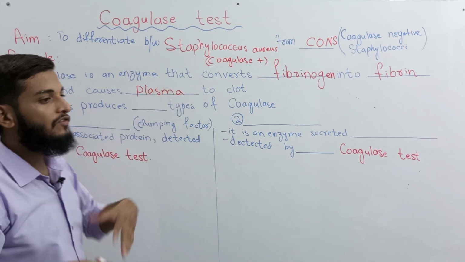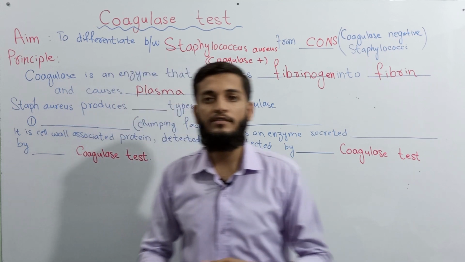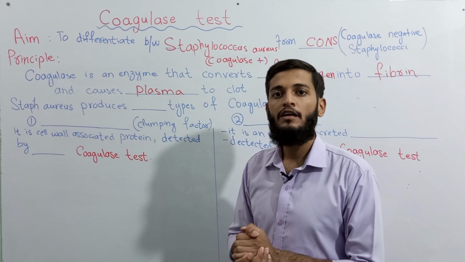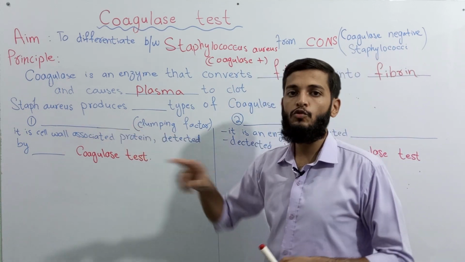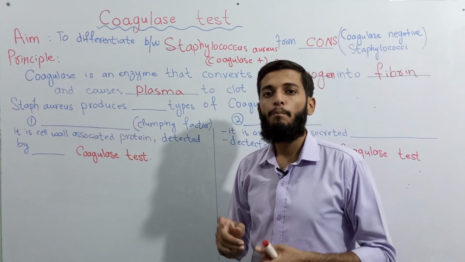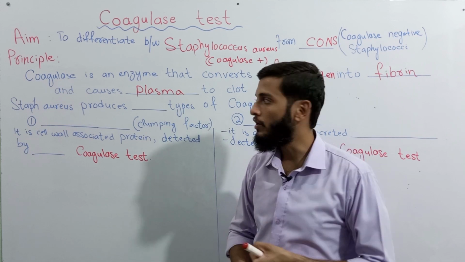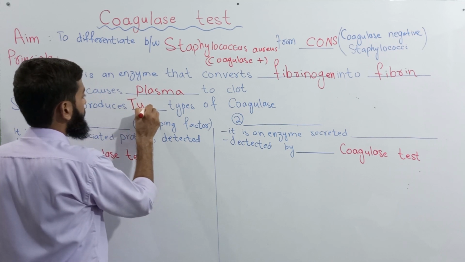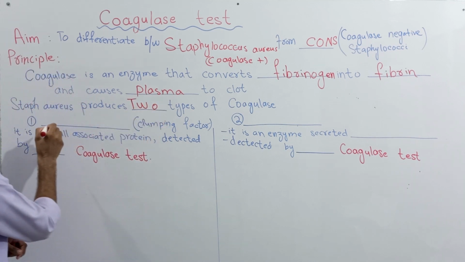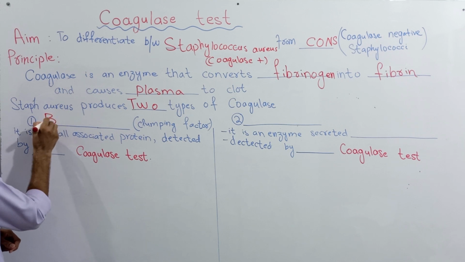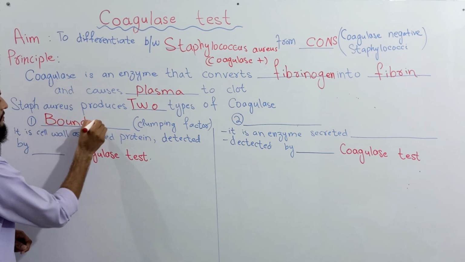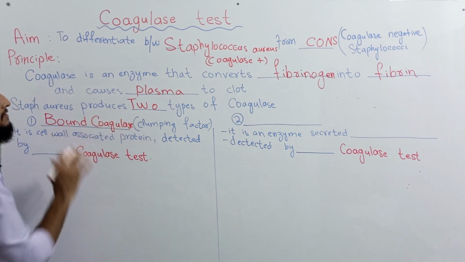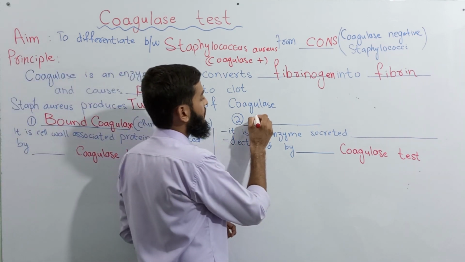Coagulase enzyme is one of the virulence factors of Staphylococcus aureus. That means it plays a role in causing infection in humans or in animals. Staph aureus produces two types of coagulase enzyme: bound coagulase and free coagulase.